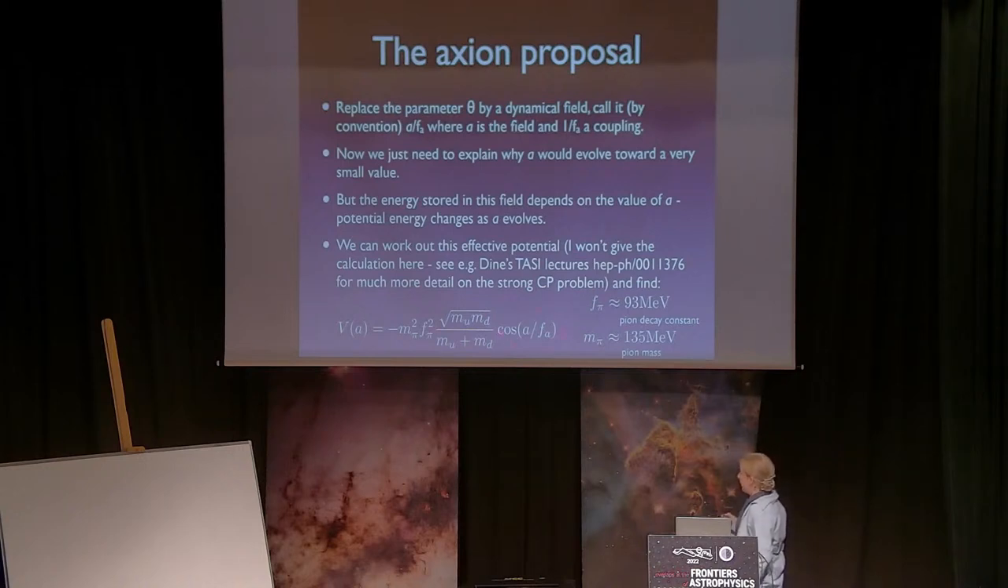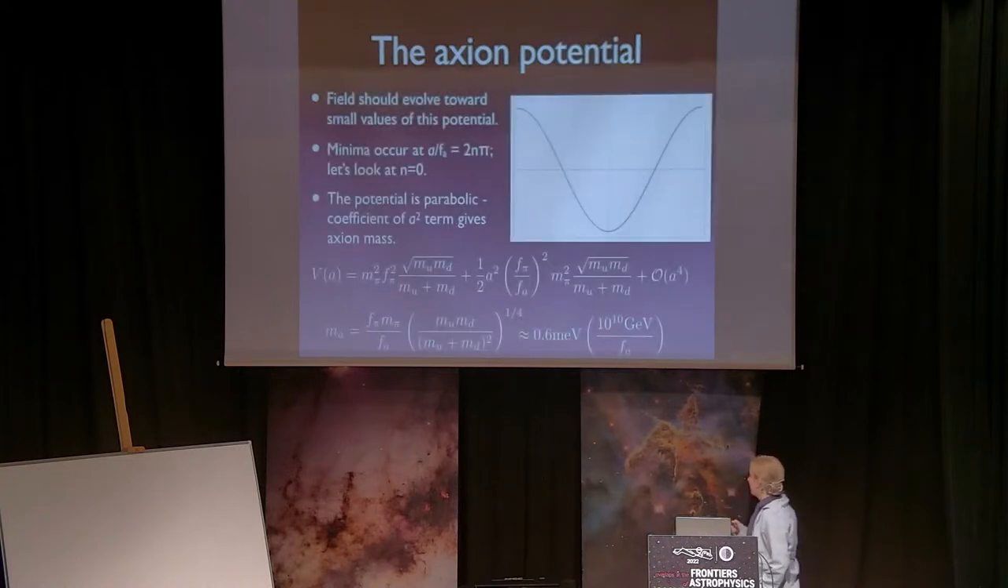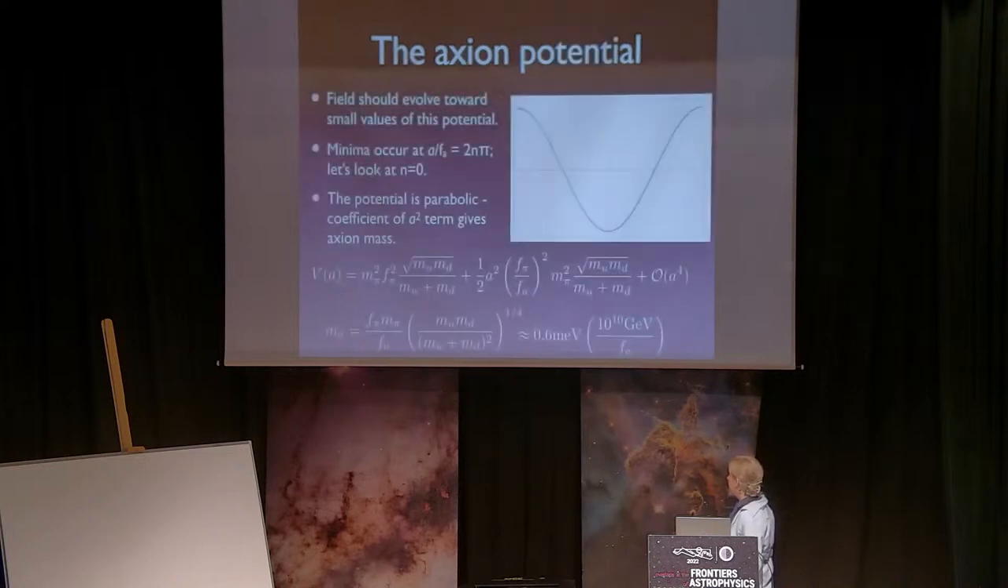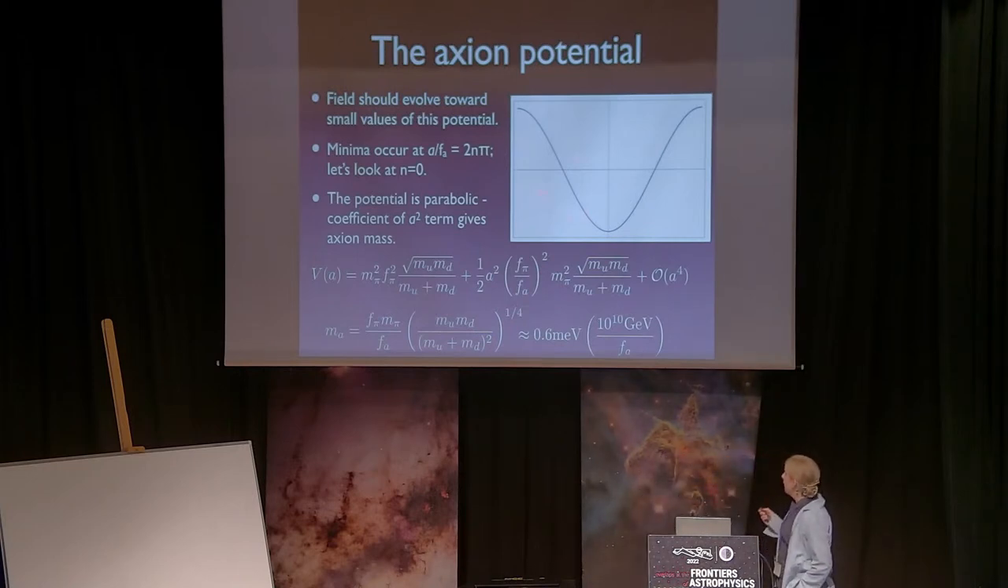And then there is this sinusoidal behavior, this oscillatory behavior associated with the value of A. All right. So again, I'm not going to go into the details of where this comes from. Just that it comes from using the pion masses. It comes from some features of the QCD vacuum, and we can use the pion mass as a probe of those features of the vacuum. But this tells us, okay, this is interesting. We have this oscillatory potential in A, and look, it has a minimum at A equals zero. Okay, so that sounds promising. We'd like the field to evolve towards small values of this potential. The minima occur at A over FA equals 2 pi n, so we'll look at the n equals zero minimum.